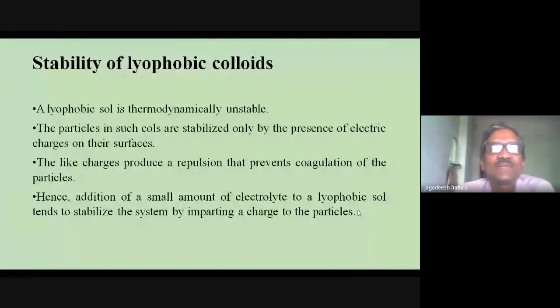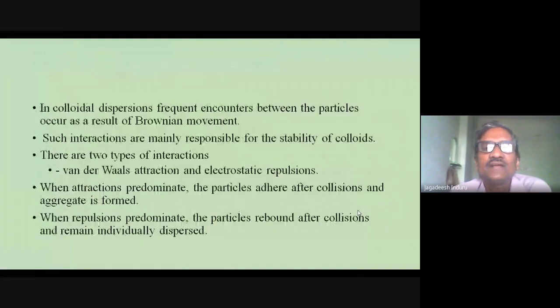In colloidal dispersions, frequent encounters between the particles occur as a result of Brownian movement, and such interactions may be responsible for two types of interaction. One is attraction and the other is repulsion, and we are calling them synonyms. The attraction force is also called van der Waals attraction, and the repulsive force is also named electrostatic repulsion. So when these attractions are predominant, it will form agglomerates.